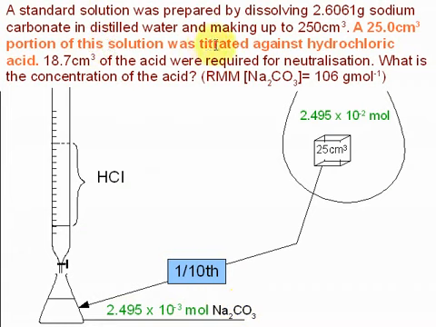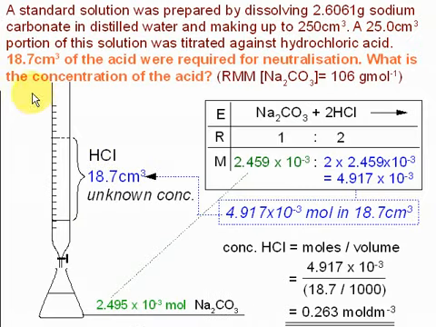Sodium carbonate solution was titrated. Here's a titration apparatus against hydrochloric acid, and there's the hydrochloric acid we're going to react against. The final line gives us the last piece of information and really poses the question. 18.7 cm cubed of the acid were required for neutralization. So in the burette it was 18.7 cm cubed, and the question, what is the concentration of the acid? This acid is of unknown concentration.